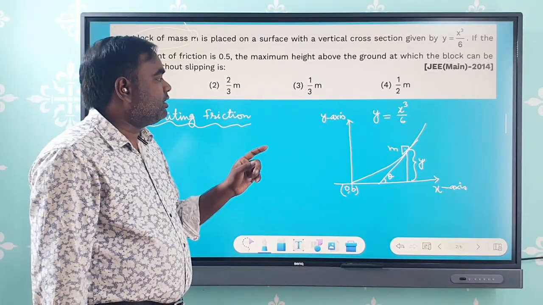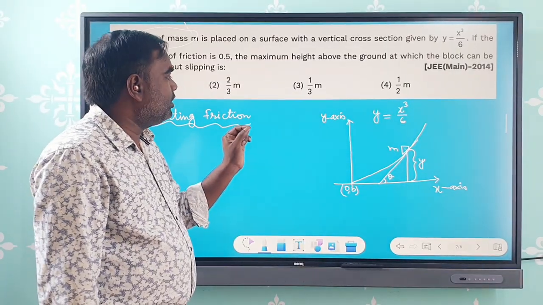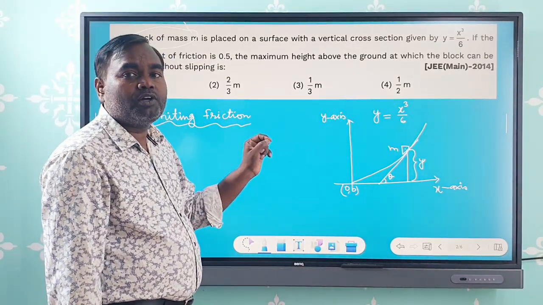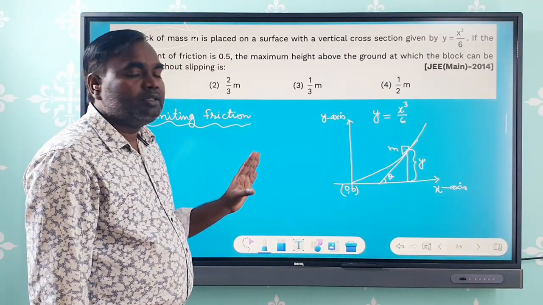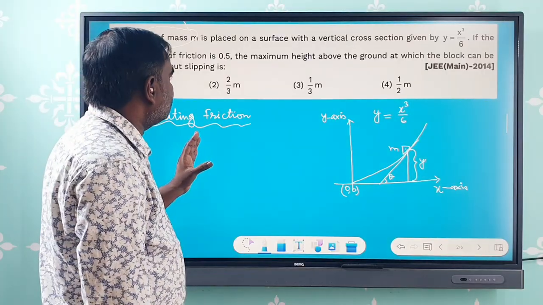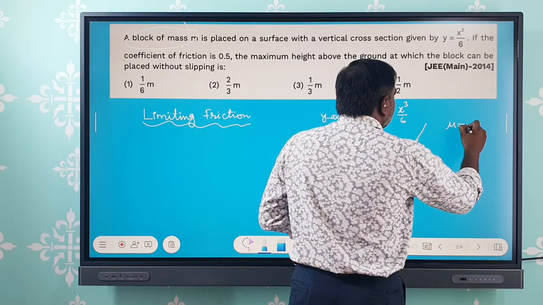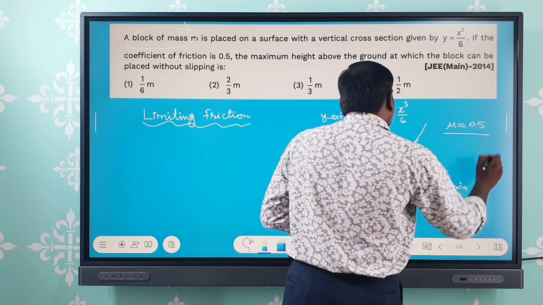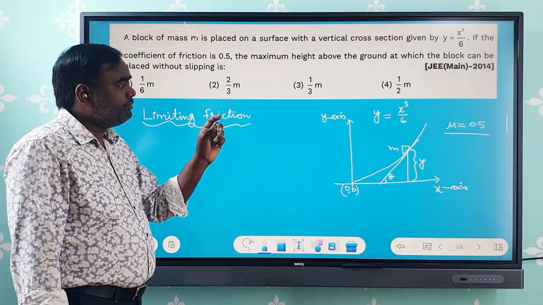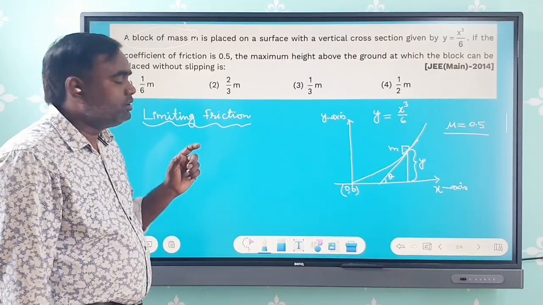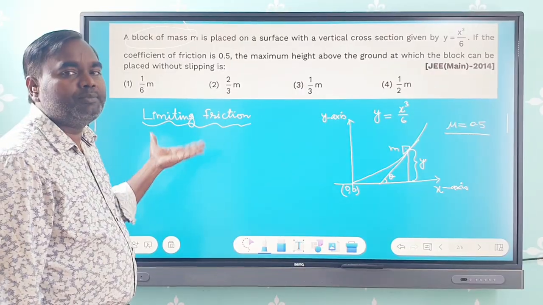And in that situation, what is preventing the block from slipping? That is only the friction acting between the block and the surface, right? And the surface coefficient of friction is mu is equal to 0.5. It is given, right? So static friction is here, and if the block tries to move down, the maximum static friction that can hold the block is the limiting friction, right?